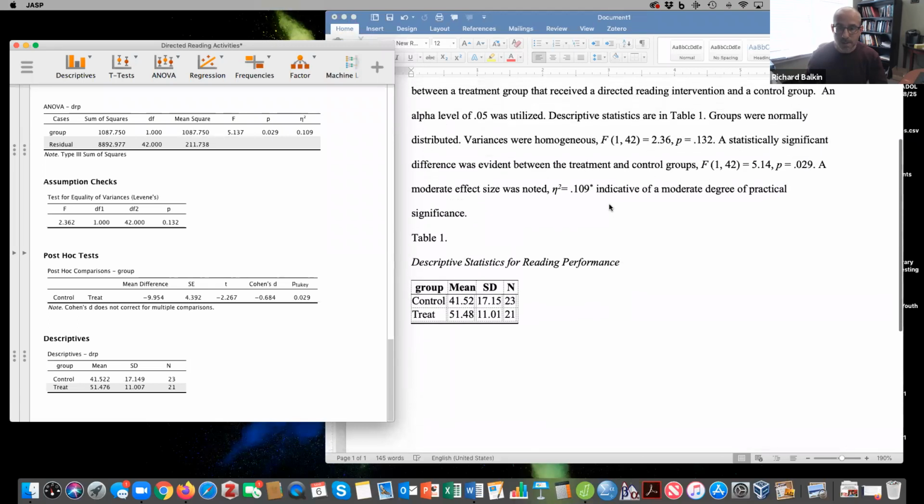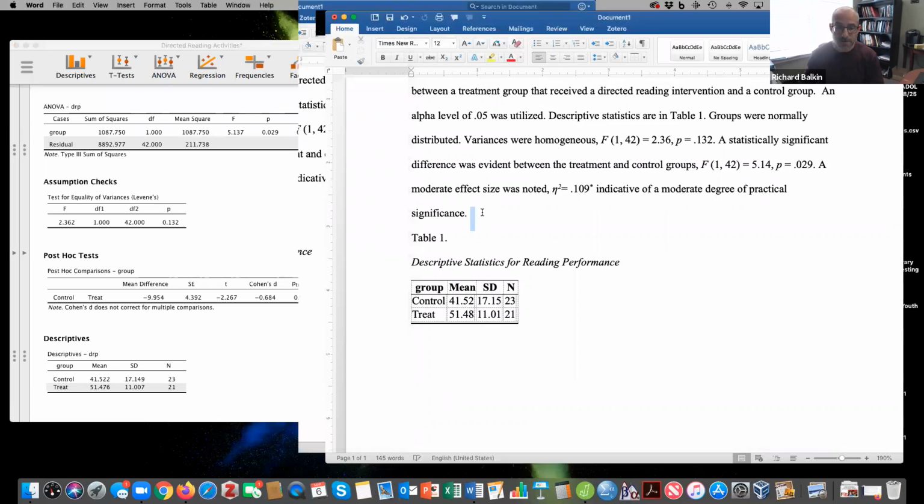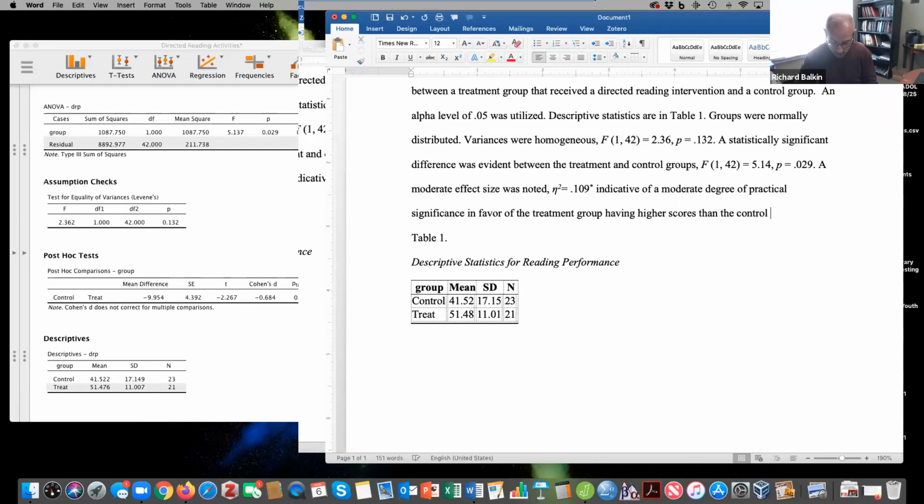So I might even want to say a statistically significant difference was evident between the treatment group and control group. A moderate effect size was noted, indicating a moderate degree of practical significance in favor of the treatment group having higher scores than the control group.